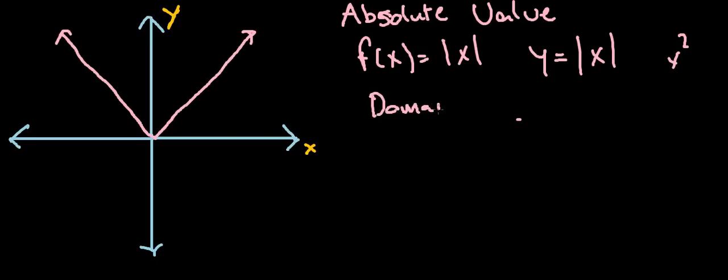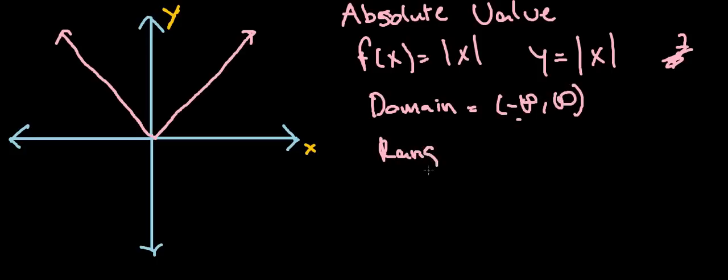So domain is equal to all real numbers. And like the squaring function, it has a range of only positive y's. Every time we put in a negative number here, it's going to turn into a positive. So this is going to be from 0, included, to infinity.